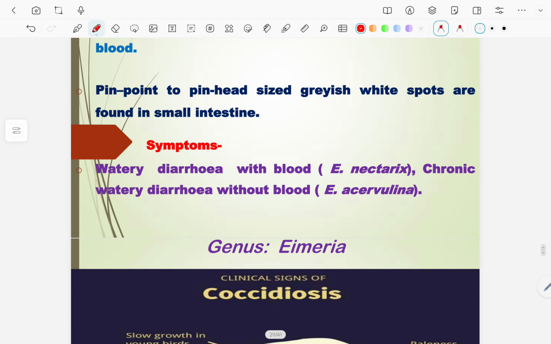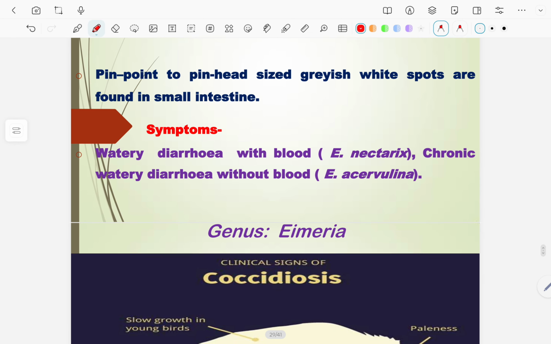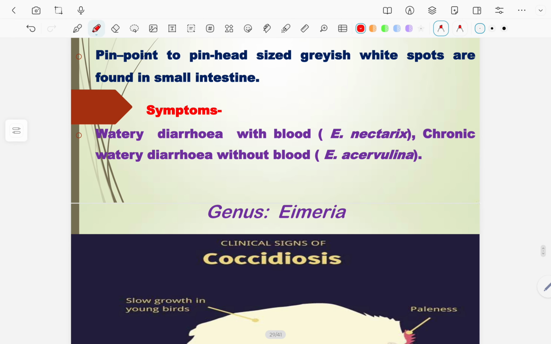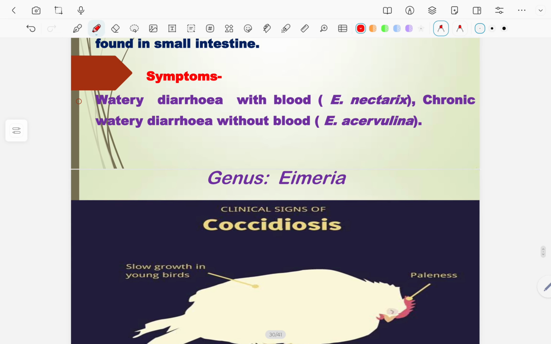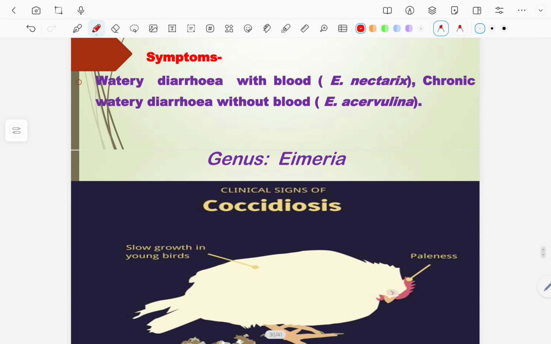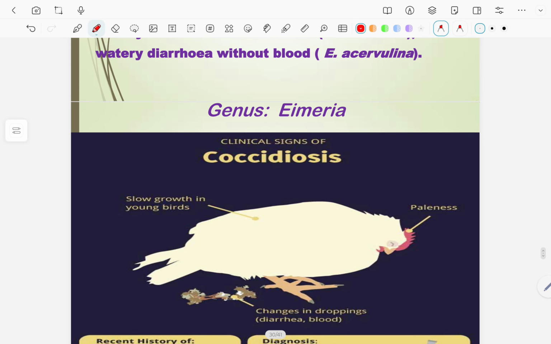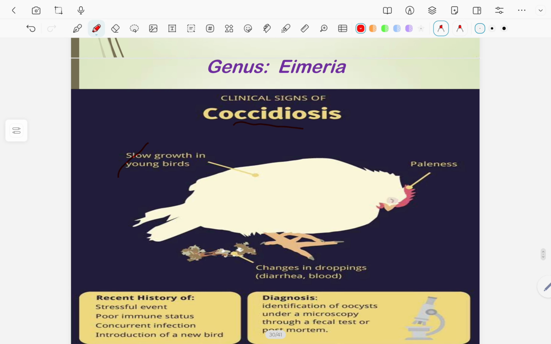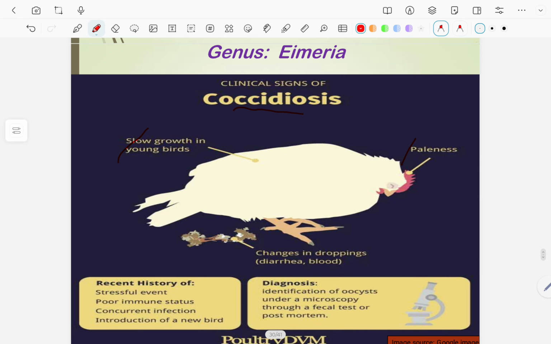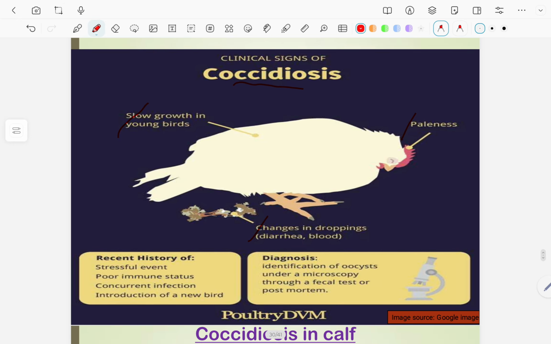Symptoms: watery diarrhea with blood in E. necatrix, chronic watery diarrhea without blood in E. acervulina. Genus Eimeria. Clinical signs of coccidiosis: slow growth of young birds, change in droppings, diarrhea, blood.